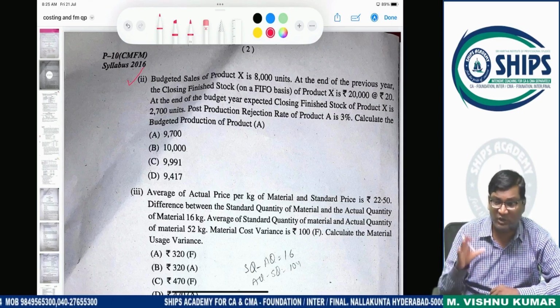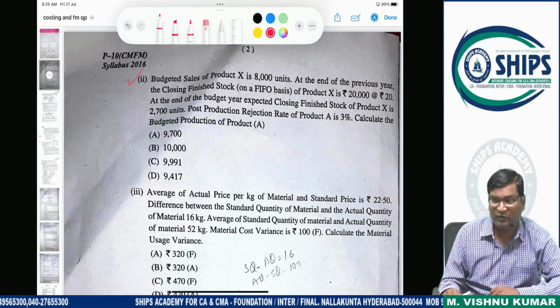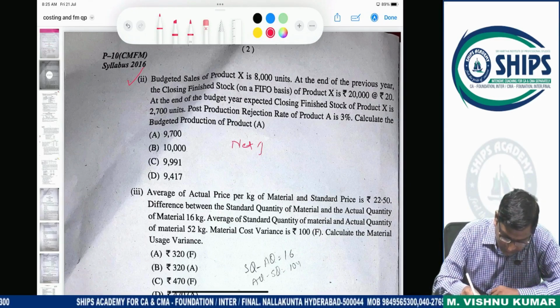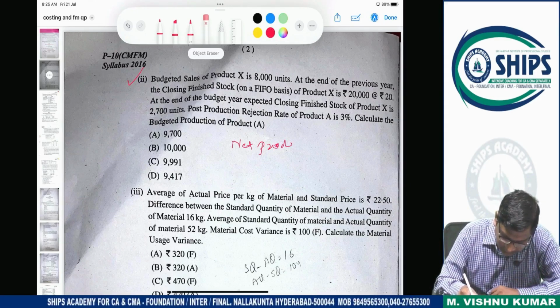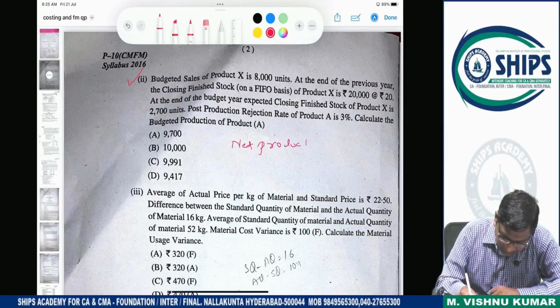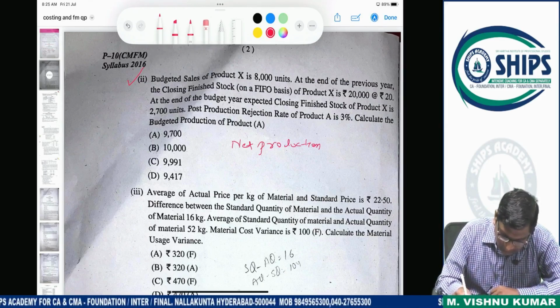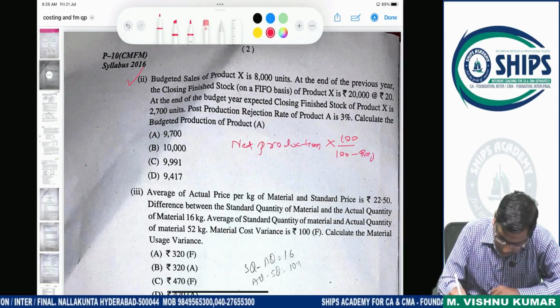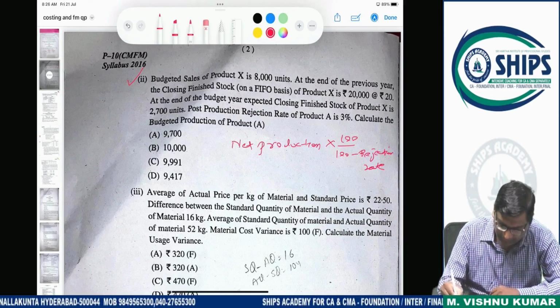So it is nothing but gross production. We have to calculate gross production. So gross production is nothing but net production into 100 divided by 100 minus your rejection rate.